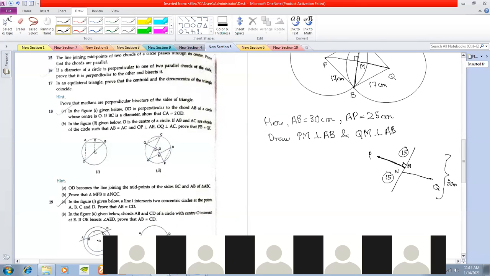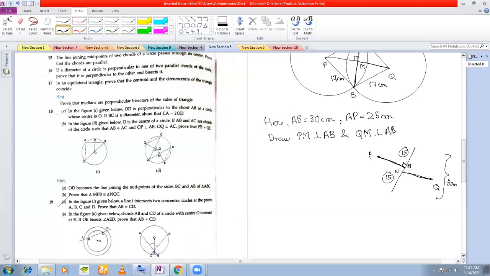Again, from Q, if you are drawing a perpendicular, similarly this must be 15 and this must be 15. So therefore P and Q both have to be on the same straight line, because PQ will bisect this chord. Any question?